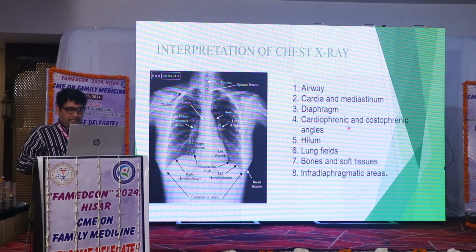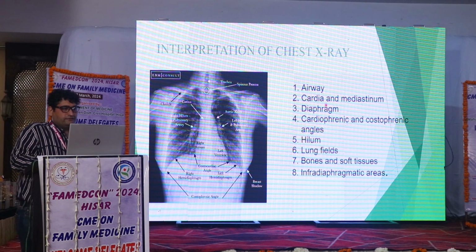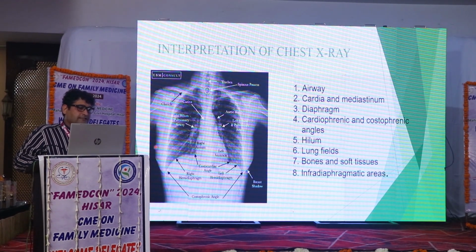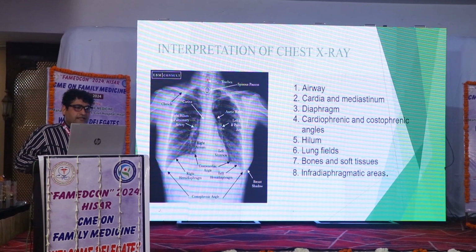Now coming to interpretation of the X-ray. There are a few things which we have to see in overview. One is the airway. This is the chest X-ray and you can see this radiolucent line.